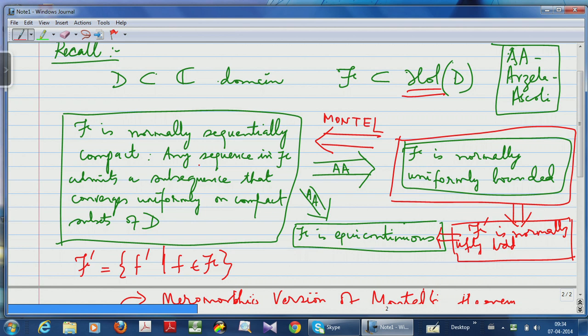But there's only one small issue. Since the convergence is with respect to functions which can take the value infinity, the pointwise convergence is with respect to the spherical metric. That is the difference. So what it means is the following. Suppose I have a family of analytic functions on a domain. How do I decide that this family is normally sequentially compact?